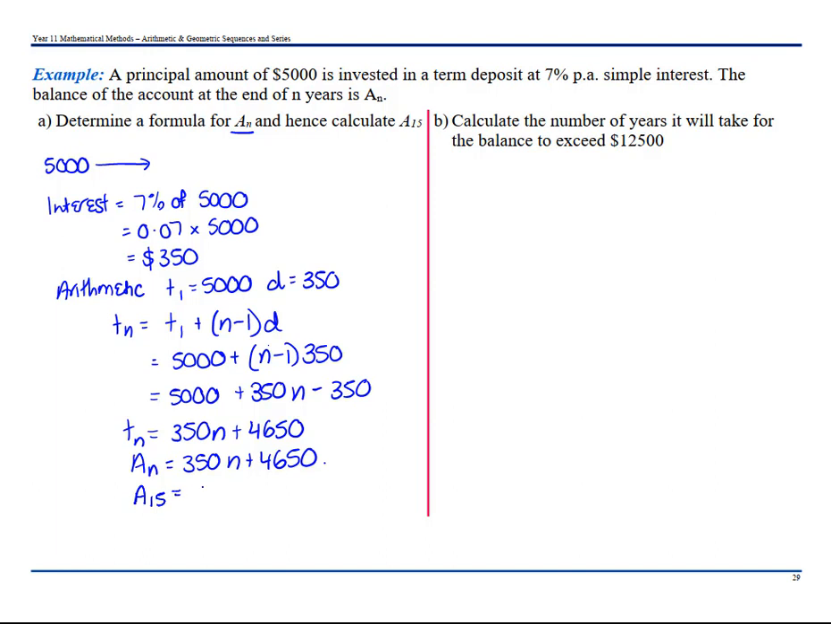So A15 is going to be 350 times 15 plus 4650. Go to your calculator, 350 times 15 plus 4650 is $9,900.